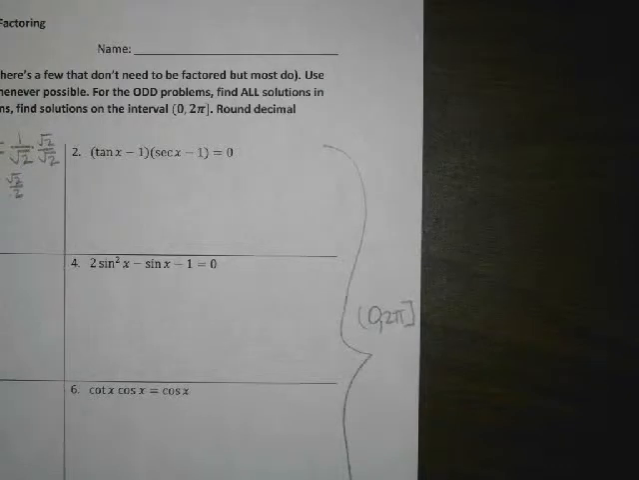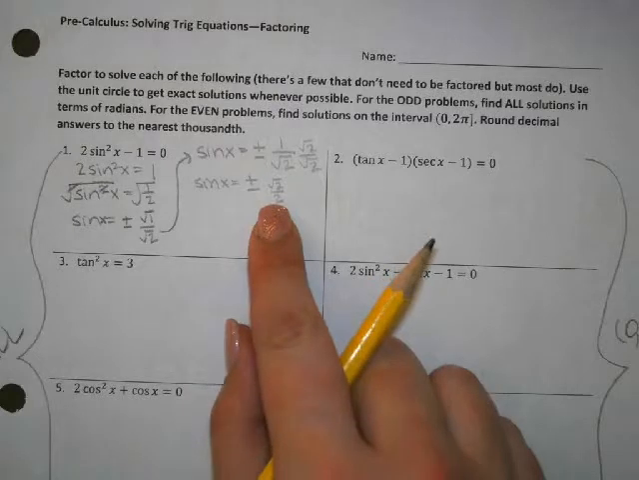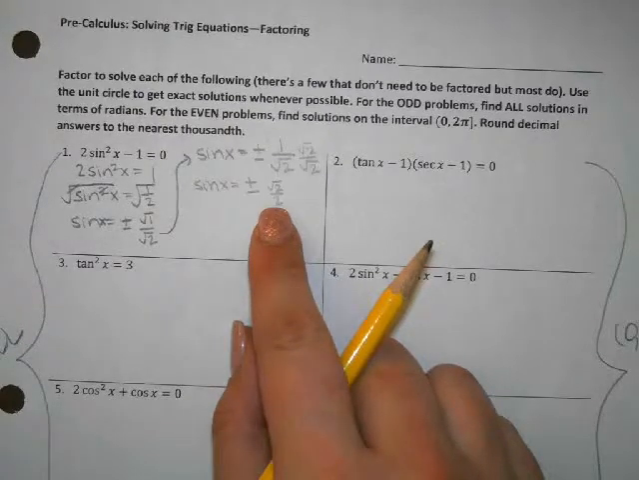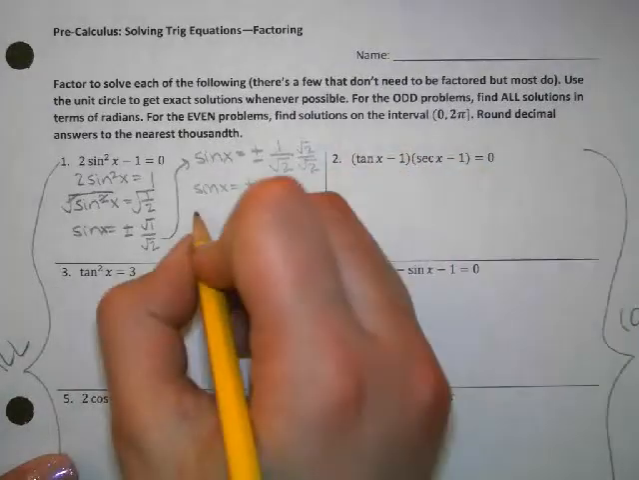So if we look at the unit circle, we are looking for y coordinates that are positive root 2 over 2 and y coordinates that are negative root 2 over 2. So we're going to have 4 answers. Okay, so what answers are you guys seeing?